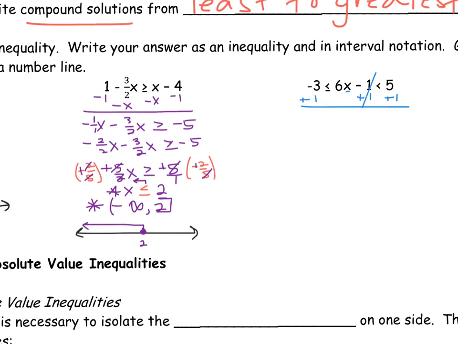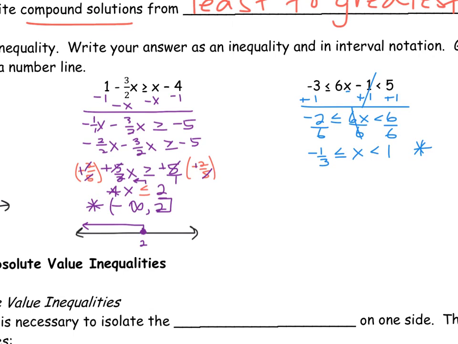On the left, we have negative 3 plus 1, which is negative 2. We have 6x in the middle. On the right, 5 plus 1 is 6. Now to get x by itself, divide both sides by 6. It cancels in the middle. On the left, negative 2 over 6 reduces to negative 1/3. X is in the middle. On the right, 6 divided by itself is positive 1. That is your compound inequality answer, written from least to greatest.